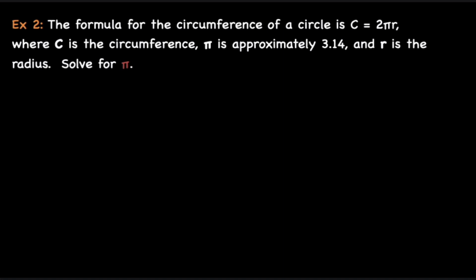So for example 2, we have the formula for the circumference of a circle, which is C equals 2 pi r, and we're told to solve for pi. So let's go ahead and do that. So C equals 2 pi r. Okay, so we're multiplying here.